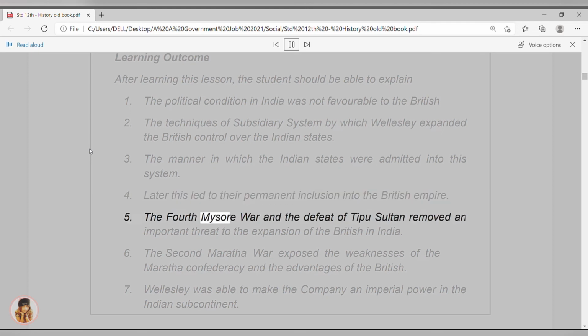5. The Fourth Mysore War and the defeat of Tipu Sultan removed an important threat to the expansion of the British in India. 6. The Second Maratha War exposed the weaknesses of the Maratha Confederacy and the advantages of the British. 7. Wellesley was able to make the company an imperial power in the Indian subcontinent.